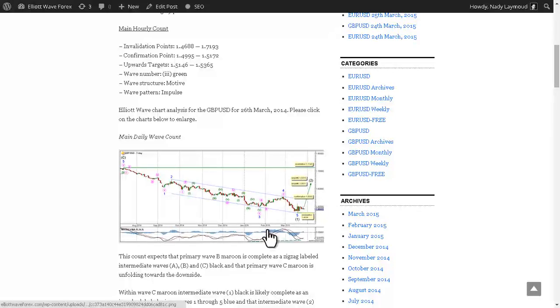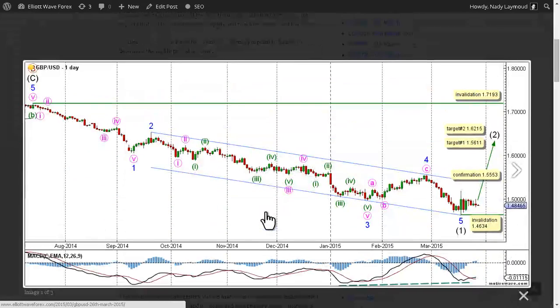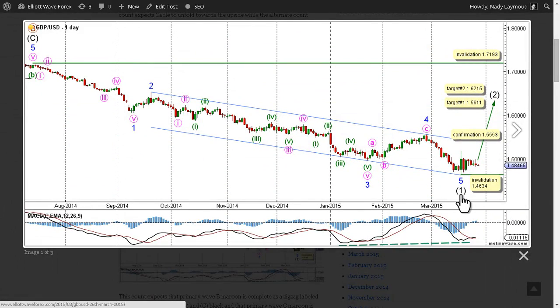Now let's view the main daily count. On the daily chart, this count expects that intermediate wave 1 block is complete as an impulse labeled minor waves 1 through 5 blue, with minor wave 1 unfolding toward the downside as a 5-wave structure labeled waves 1 through 5 pink. Minor wave 3 blue unfolded toward the downside as an impulse labeled waves 1 through 5 pink, with wave 3 pink unfolding as an impulse labeled waves 1 through 5 green, and as well wave 5 pink unfolded toward the downside as an impulse labeled waves 1 through 5 green.